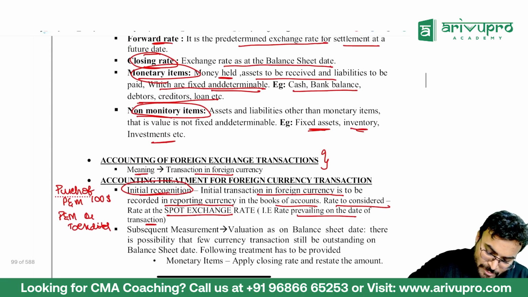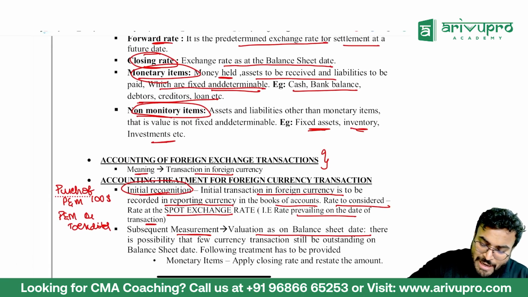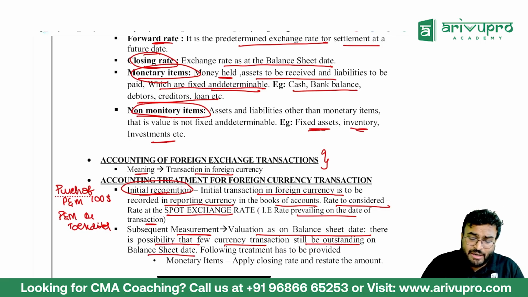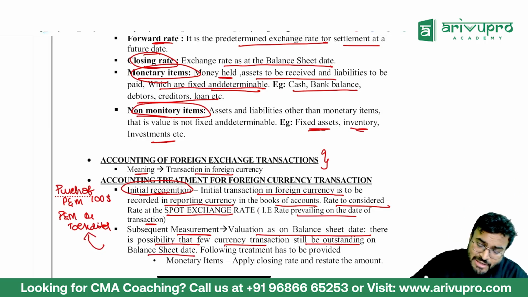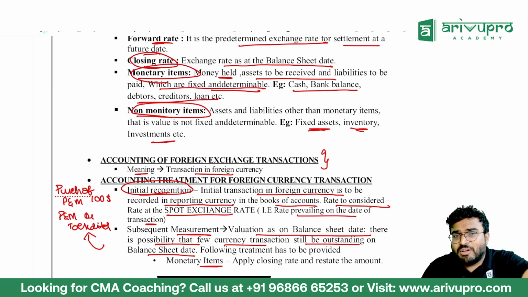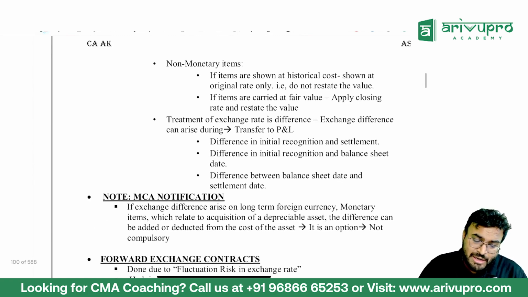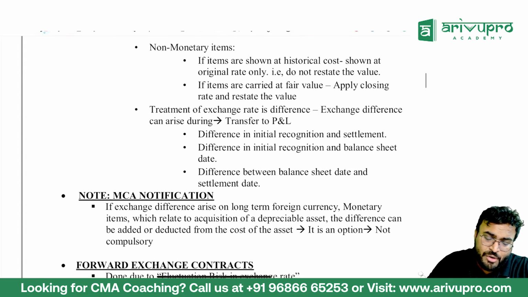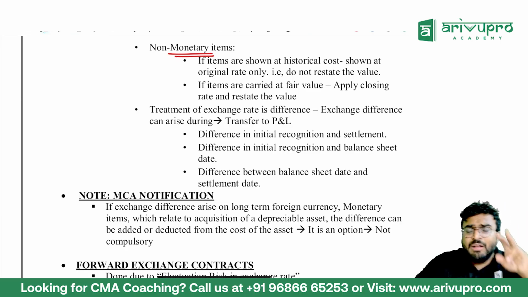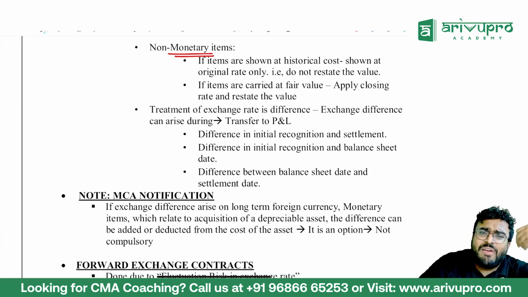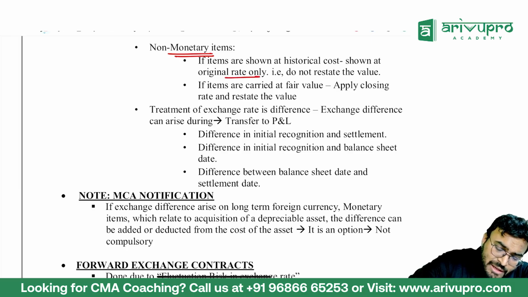Now subsequent measurement. Valuation as on the balance sheet date. There is a possibility that a few currency transactions are still outstanding on the balance sheet date. Can you see, if I don't pay the creditor, the creditor will be there on the balance sheet date. On the balance sheet date, the rate might be something else. So I will change the rate. If it is a monetary item on the balance sheet date, apply the closing rate and restate the amount. If it's a non-monetary item, there are two types of non-monetary items. Items carried at cost are always shown at cost only. That means they are taken at the original rate only.